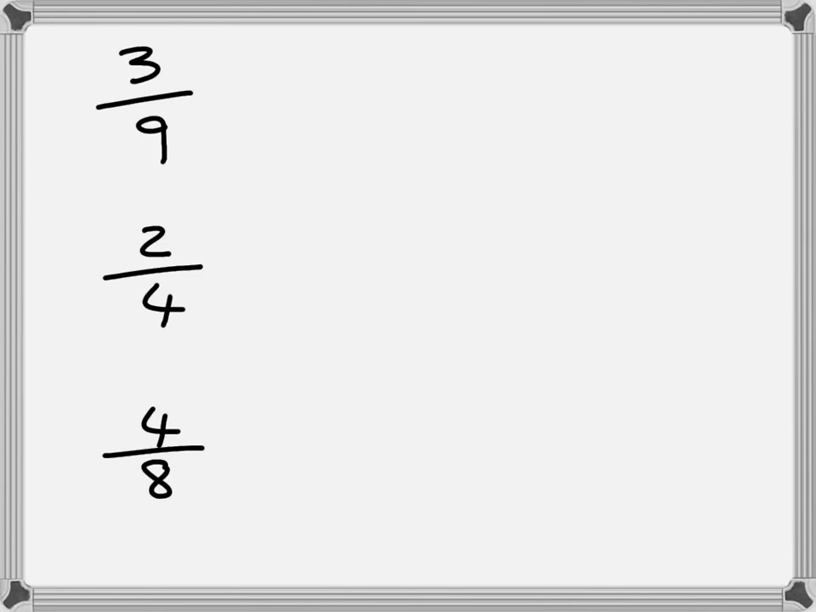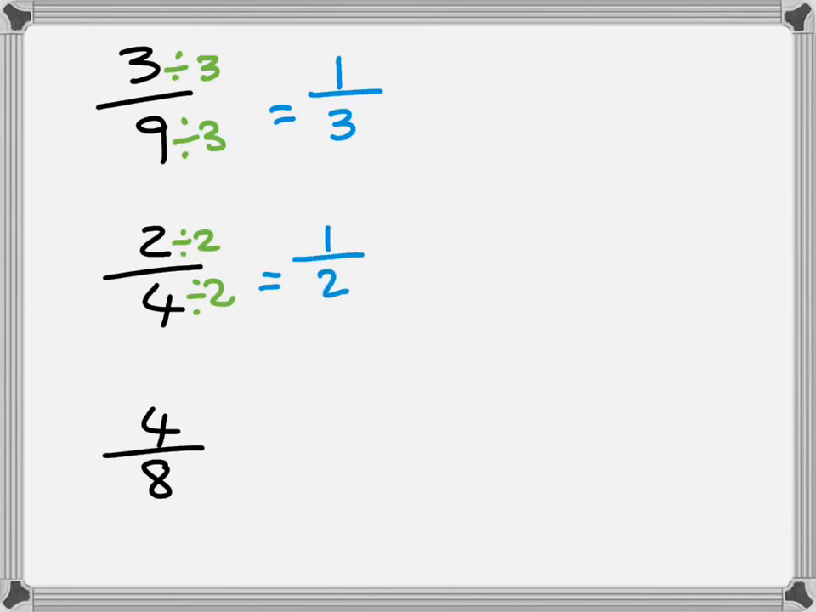Right, what is our greatest common factor here? It's also going to be 3. And that's going to become 3 divided by 3 is 1, and 9 divided by 3 is 3, so 1/3. So 3/9 is the same as 1/3. Next one. The greatest common factor here is 2, and it goes into both of them. And it's going to now change to 2 divided by 2 is 1, 4 divided by 2 is 2, also a half.